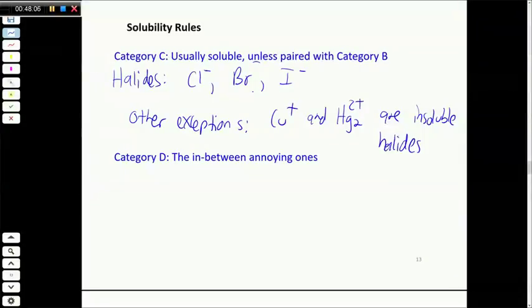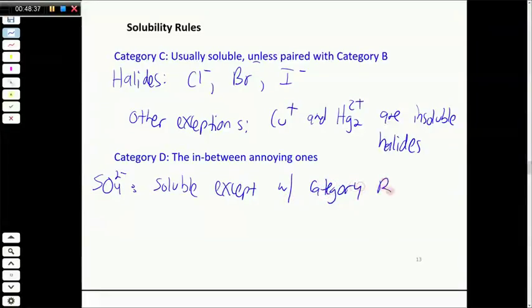And then finally, the last category are kind of the in-between and annoying ones where they have as many rules as exceptions, so you have to just kind of brute force learn these ones. So one of those is going to be SO4 2 minus sulfates. These are usually soluble, but there's more exceptions than we have for the halides, which is why I put it down in this category here. So they're soluble except with category B, which is lead and silver, the ones that are pretty much always insoluble.